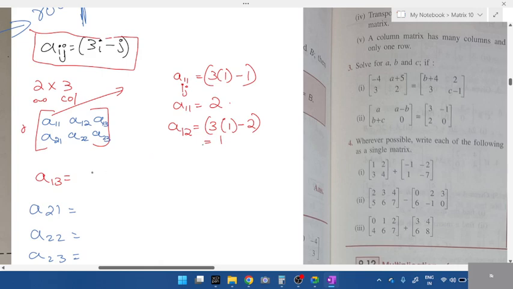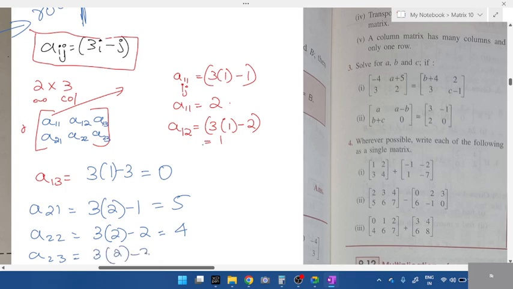Okay, A13. Shall I solve? A13. What's the formula? 3 into I. What is I? I is the first value. 3 into 1 minus 0. 3 ones are 3. 3 minus how much? 0. Next, A21. Use the formula A21. 3 into what is I value? 2 minus 1. 3 twos are 6 minus 1 is? Let's put next. 3 into 2 minus 3 twos are 6 minus 2 is? Next. 3 into 2 minus the answer.